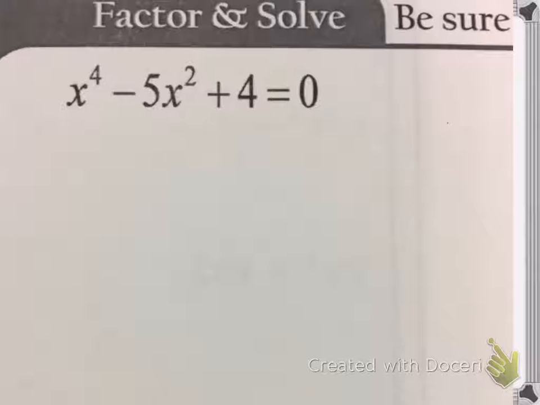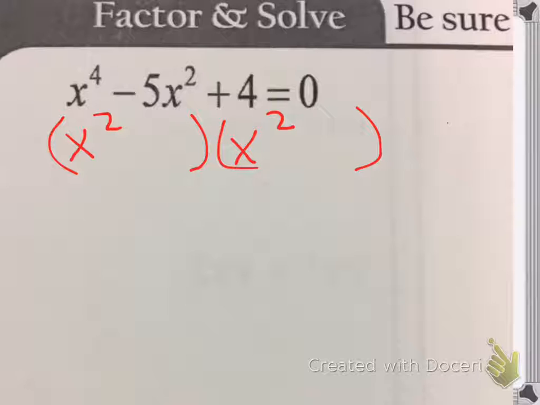All right, this next one right here asks me to factor and solve. So I'm just going to separate those into two factors like I did just a minute ago. I'll have x squared and x squared. I'm looking for numbers that will multiply to 4 and add to a negative 5, which would be a negative 4 and a negative 1.